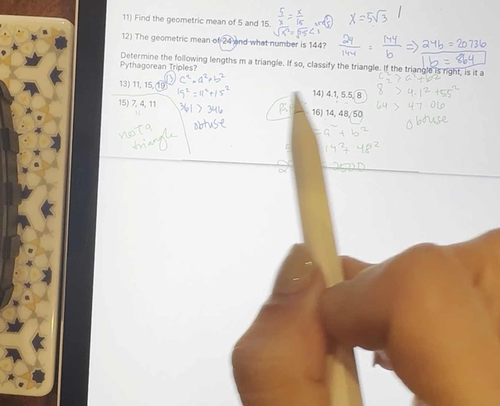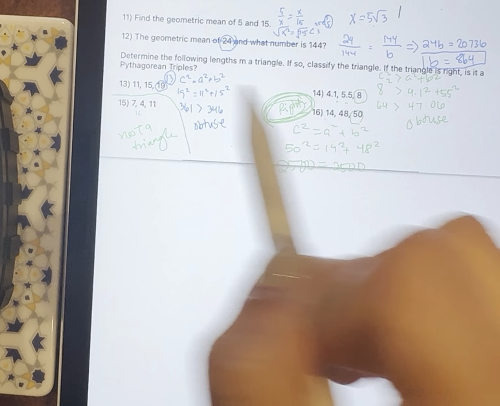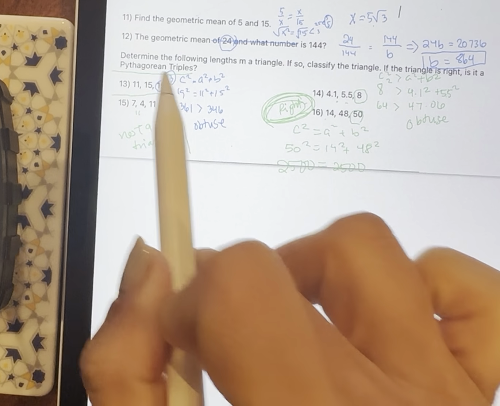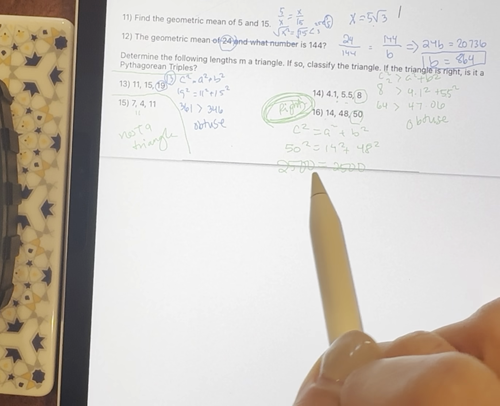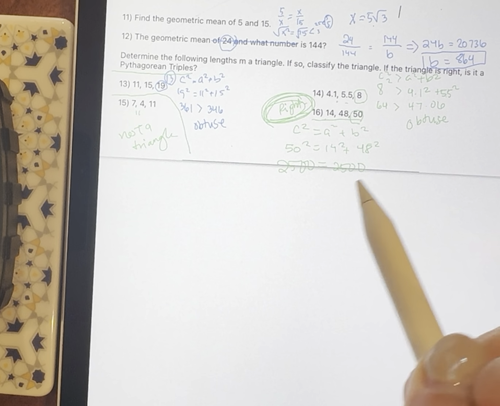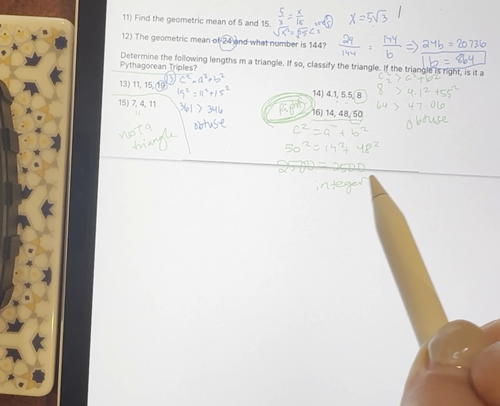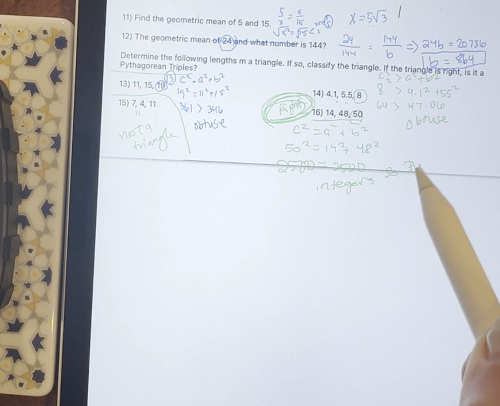Now, because it's a right triangle, and only when it's a right triangle do I even think about Pythagorean triples. Pythagorean triples, only right triangles, okay? In this case, all these numbers are integers, so this is a Pythagorean triple.